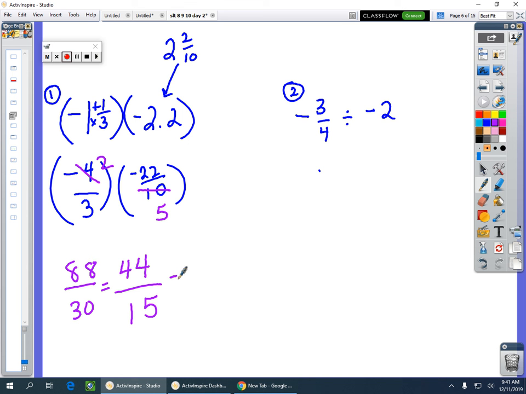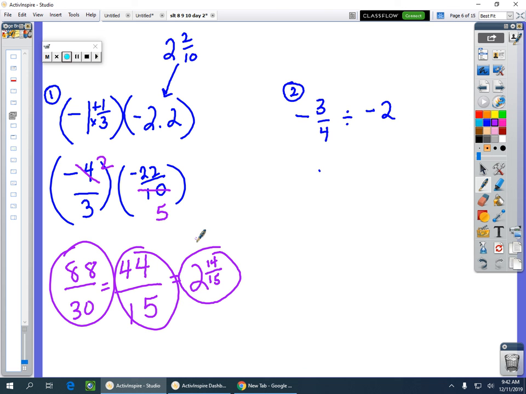Now, last step, please remember, if you haven't been doing this, start trying to do this. 15 goes into 44 actually twice, because 2 times 15 is 30. And you would need 14 more to get to 44, and the denominator is 15. So I would accept this fraction, which is greater than 1, or this fraction that's greater than 1. But this is probably the best answer.